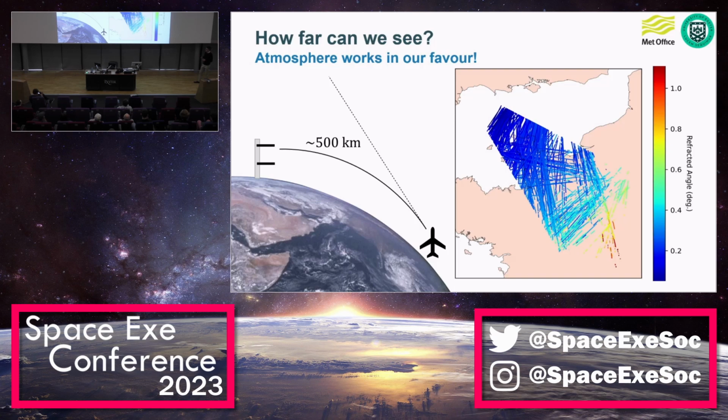But because of the way the atmosphere works, the light from these signals is bent over the curvature of the Earth towards our receiver. So we have 500-kilometer range from a single receiver, and also this spread in data as well. It's honestly fantastic what a single interferometer receiver can do. So you can imagine a network of these across the UK. You could almost cover the entire UK.